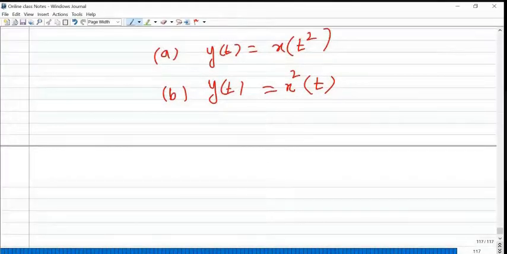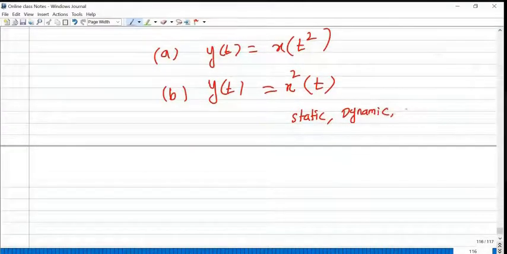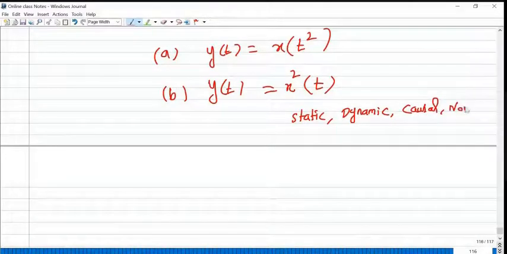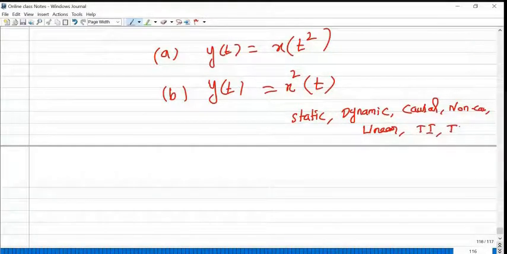Check whether the system is static, that is memoryless system, dynamic, that is system with memory, and causal and non-causal, linear, non-linear, time invariant, or time variant. Okay. Identify whether the following systems are memoryless, or causal, or linear, or time invariant.